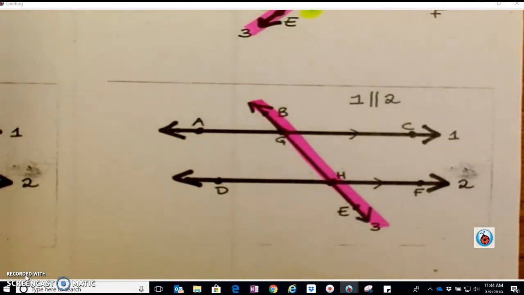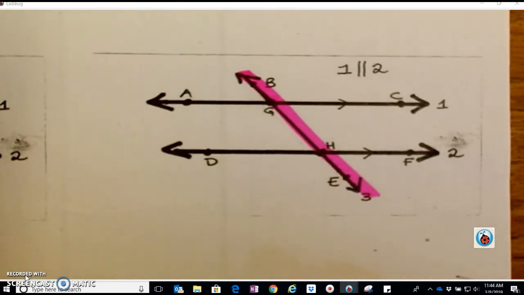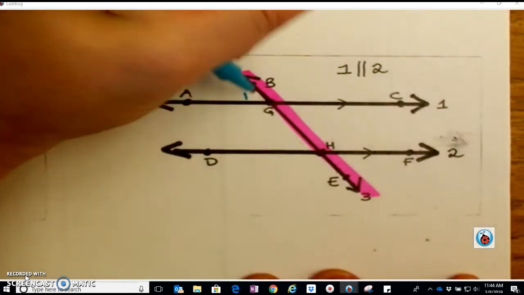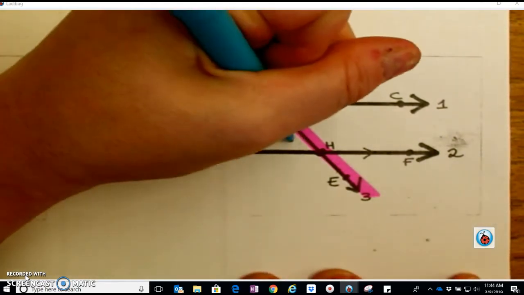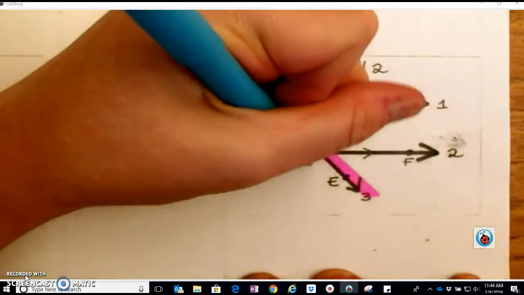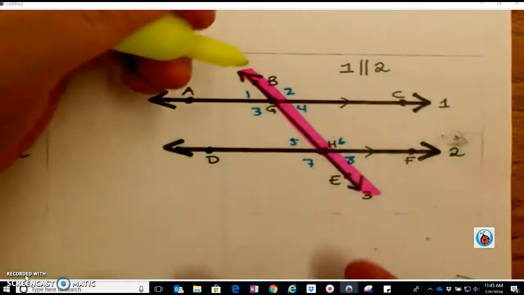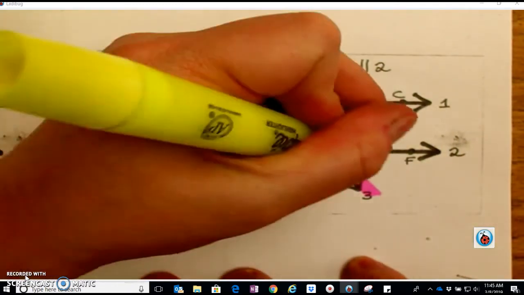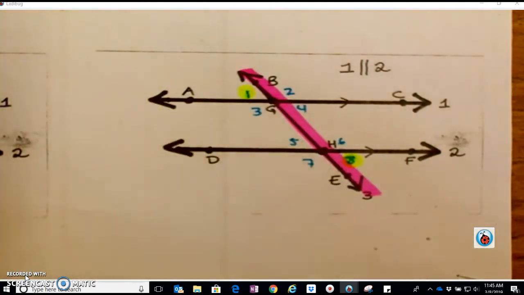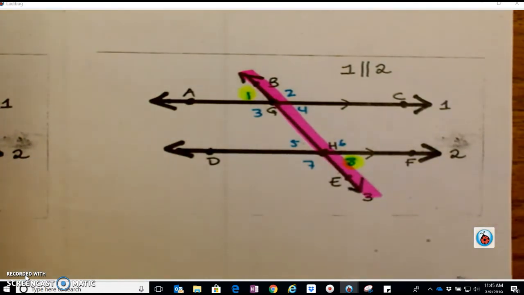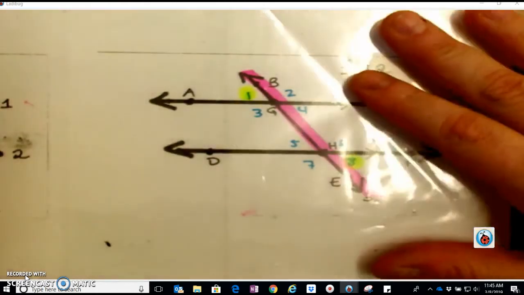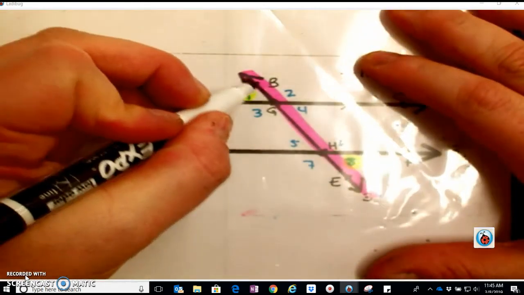So we can do the same kind of thing and identify our vocabulary in this diagram as well. I'm going to go ahead and number them just like I did in the diagram above, so that I can refer to them by numbers instead. So I'm going to take a look at alternate exterior angles, angle 1 and angle 8. When I take a look at them, I'm going to lay this piece of plastic over them. And when there are parallel lines, there's actually a special relationship.